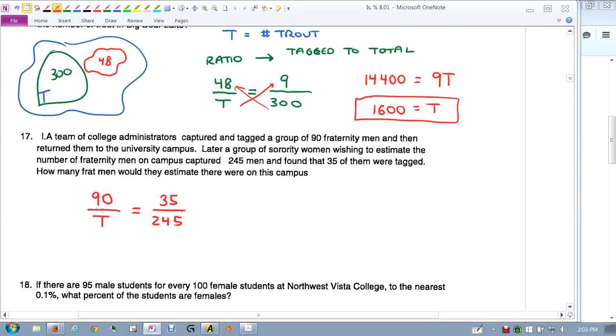Okay, then I'll talk about 15. Did you get 630 for this? 630 is what you should get, fraternity men. The T up there was trout. This would be fraternity men.